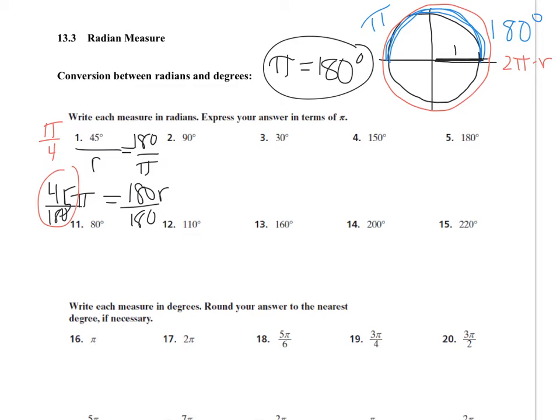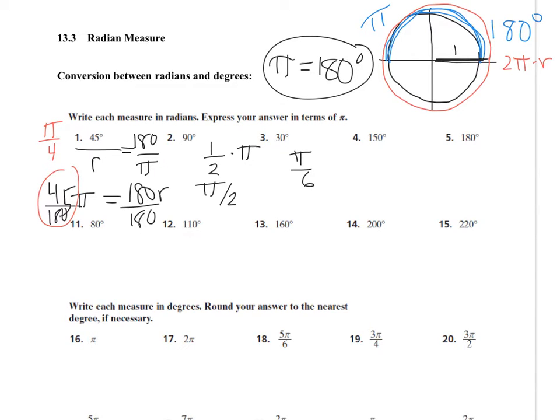So the shortcut is divide this by 180 degrees and then multiply it by pi. So 90 divided by 180 degrees is 1/2. So 1/2 times pi is pi over 2. Or you can think about on a unit circle, if this is pi, then half of pi is 90 degrees, so it's pi over 2. This one is going to be 30 divided by 180 times pi. 30 divided by 180 is 1/6, so it's going to be pi over 6.